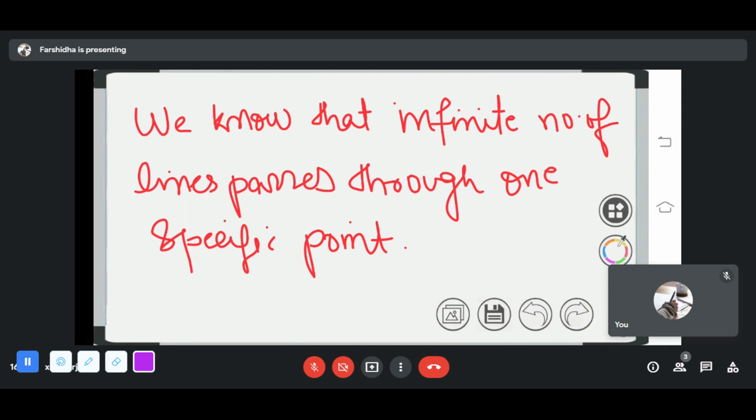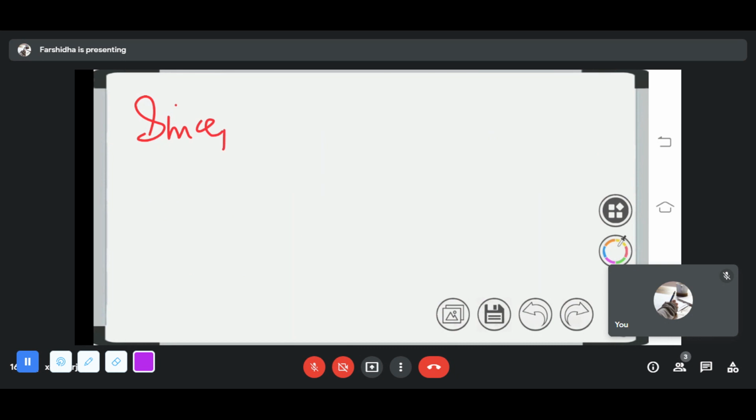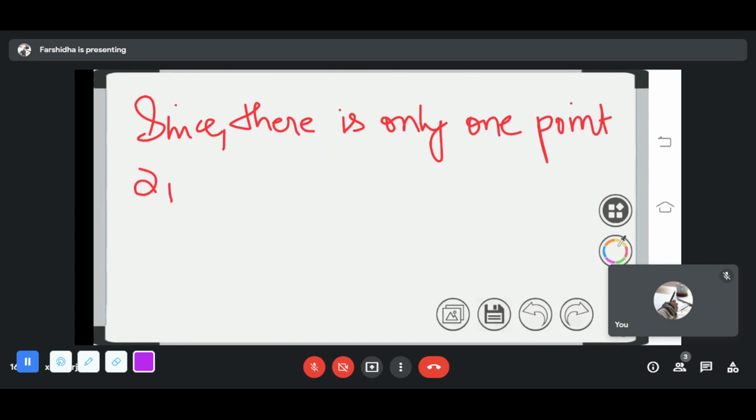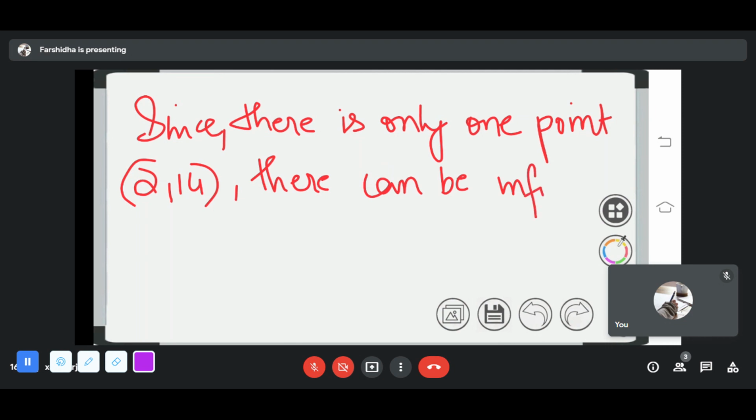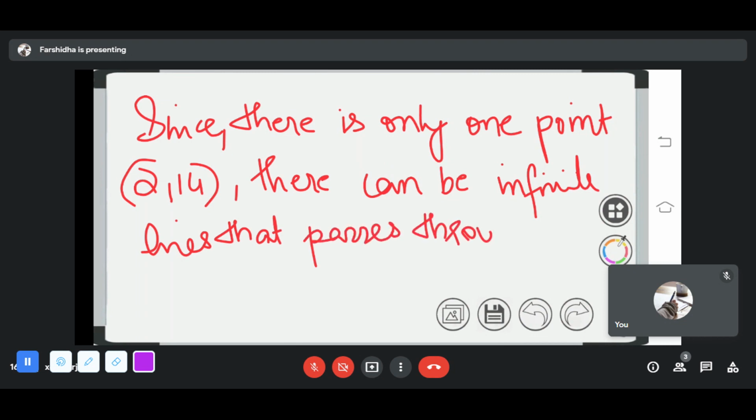Have you copied this? Since there is only one point, that is (2, 14), there can be infinite lines that pass through that point. That is the answer for the sub question.